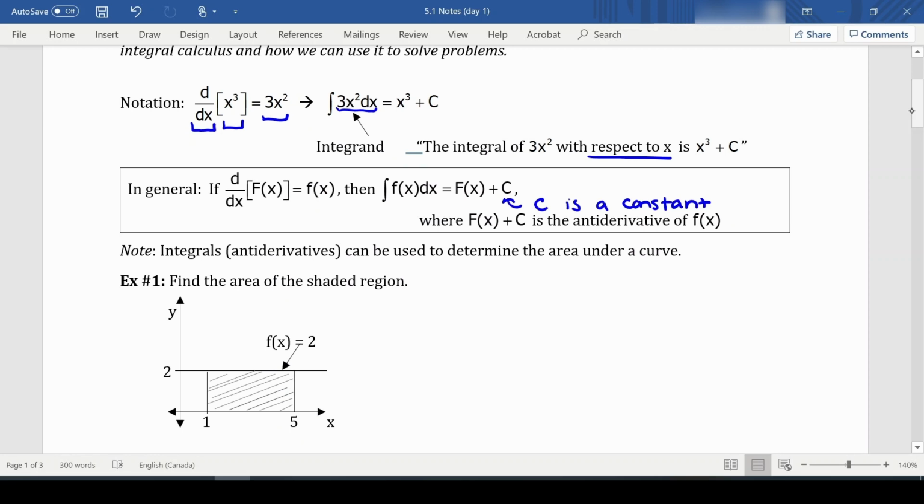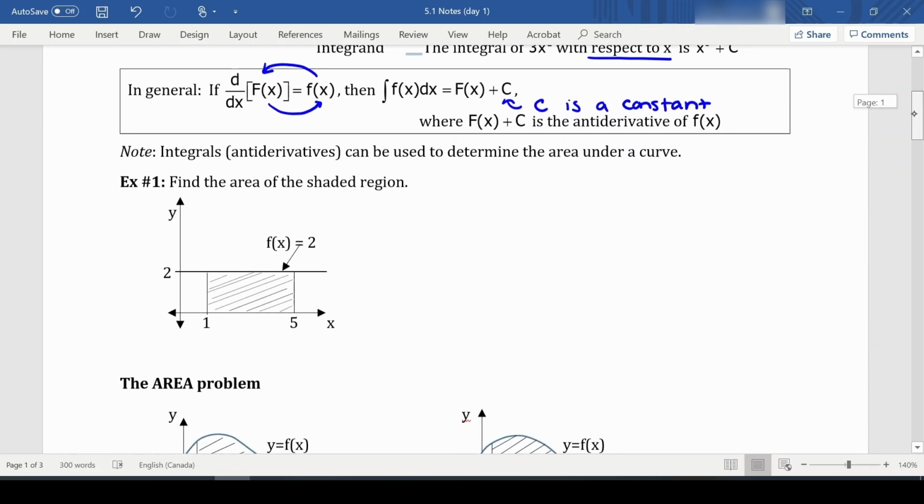So in other words, if I take the integral of little f of x dx, we're actually finding the antiderivative of little f, which is big F. The derivative of big F is little f. The antiderivative of little f is big F. So if I take the derivative, I get here. If I undo the derivative, I go back to here. Integrals and antiderivatives can be used to find the area under a curve.